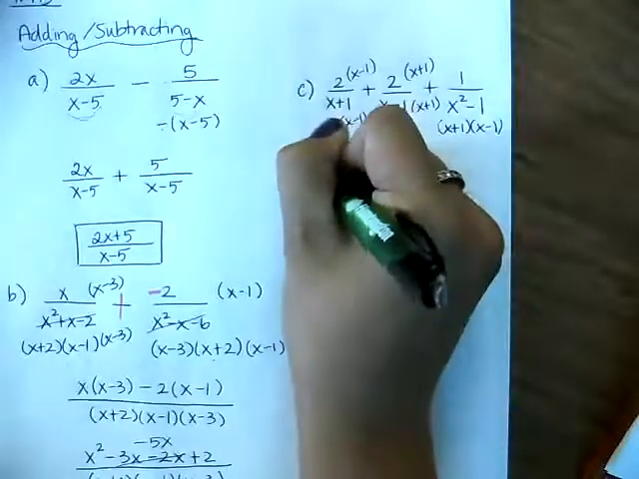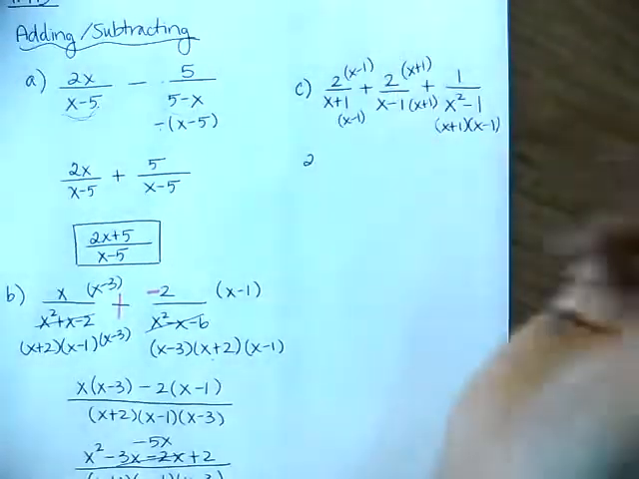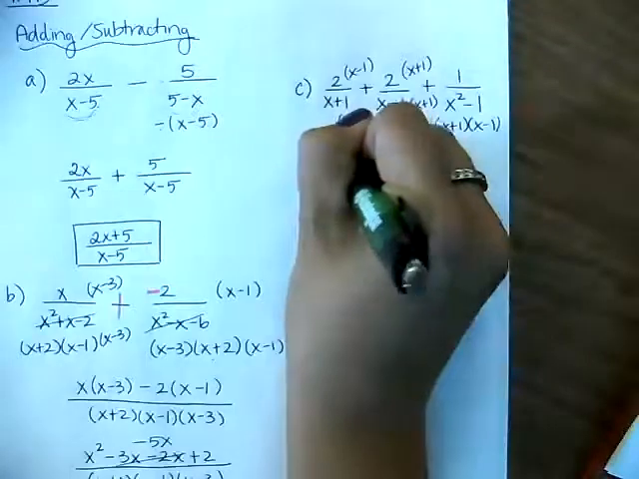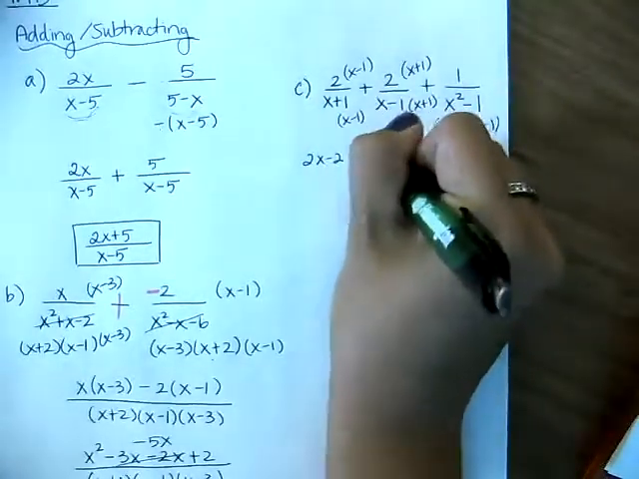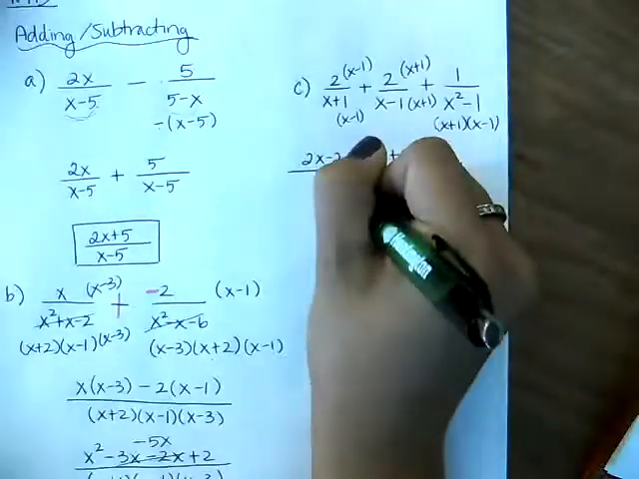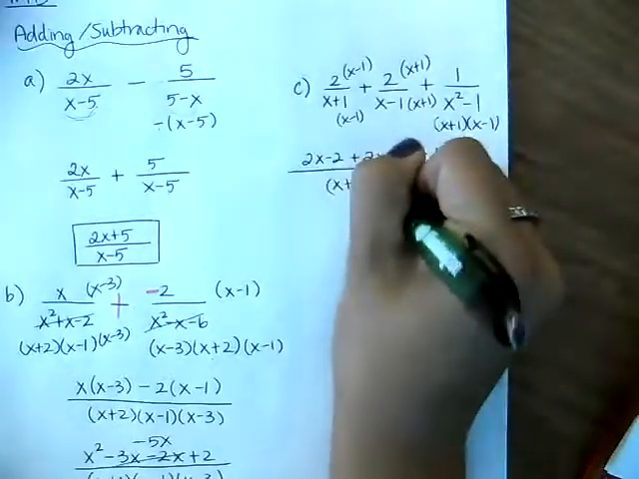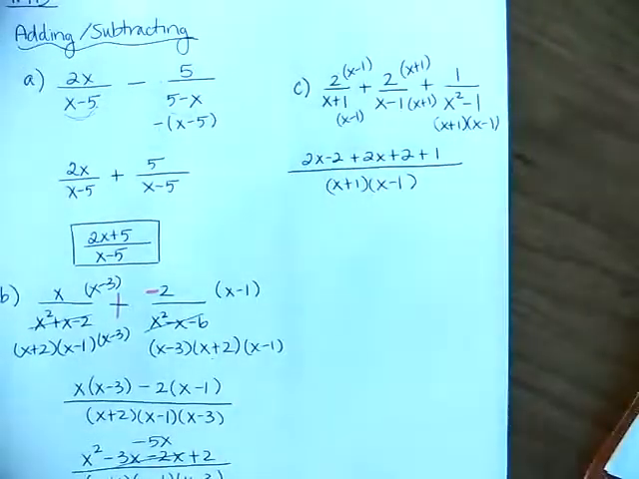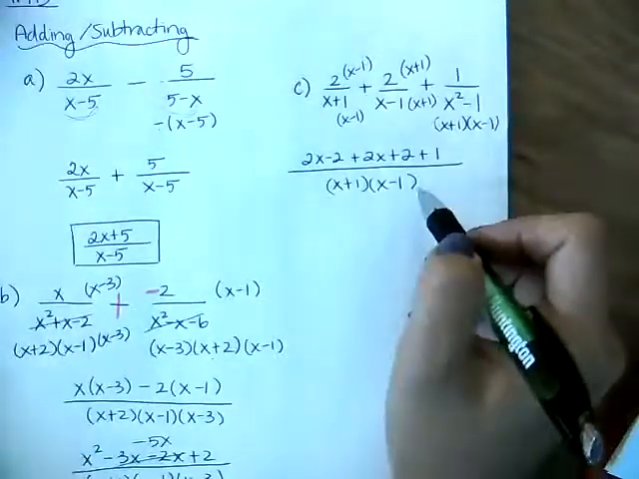Okay, so now we're going to get 2. I'm going to distribute while I go. So 2x minus 2 plus 2x plus 2 plus 1 all over, you can either write it as x plus 1 times x minus 1, or you could write this one as x squared minus 1. I'm fine if you leave it in factor form because it's a lot faster for me to check. Okay, so that's how I would prefer you do it.